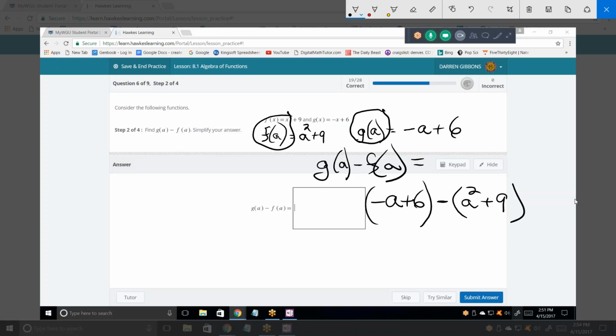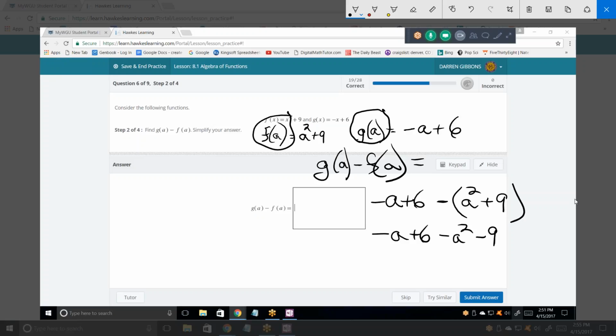In other words, I did this unnecessarily last time. We could have just plugged into this. But they want us to give them an answer, and I'm sure they want it simplified. So first of all, remove both sets of parentheses. Well, I can remove that set without changing anything. But when I remove the second set, what does it become? Minus a squared minus 9. Okay, and now combine, simplify that as much as possible.